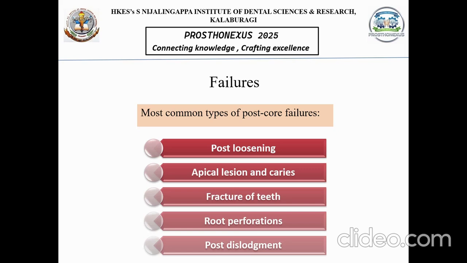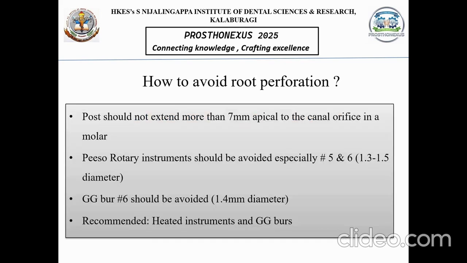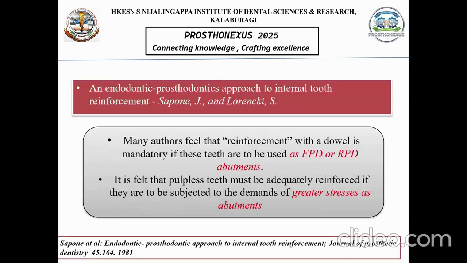Failures. Most common types of post and core failures are post loosening, apical region caries, fracture of teeth, root perforations, and post dislodgement. How to avoid root perforations? Post should not extend more than 7 mm apical to the canal orifice in a molar. Rotary instruments should be avoided, especially number 5 and number 6, ranging from 1.3 to 1.5 mm in diameter. Gates Glidden burrs or drills, number 6 should be avoided because that is the largest in diameter. Recommended are heated instruments and Gates Glidden.